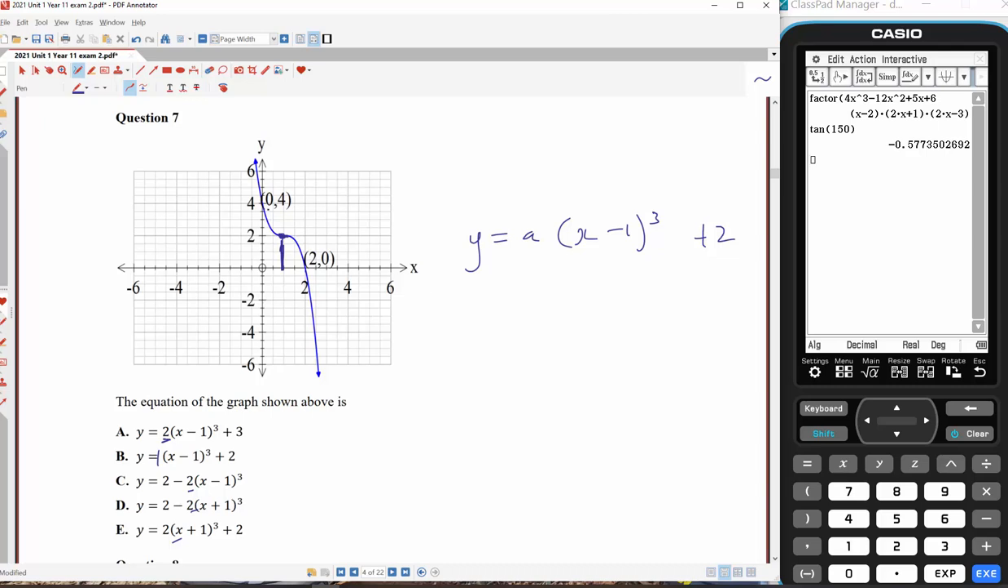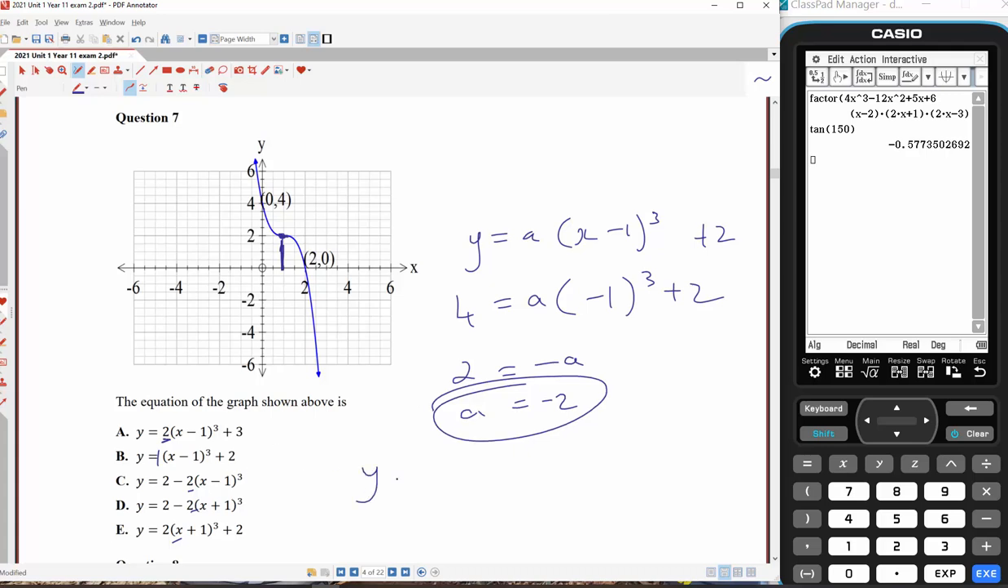And we're going to sub one of these points in. So I'm going to sub the y-intercept. So 4 equals a negative 1 cubed plus 2. 2 equals negative a, so a equals negative 2. So my function will be y equals negative 2, x take 1 all cubed plus 2.